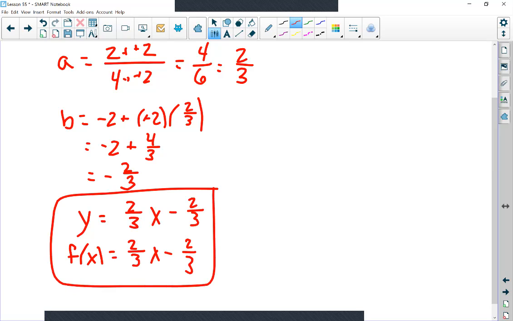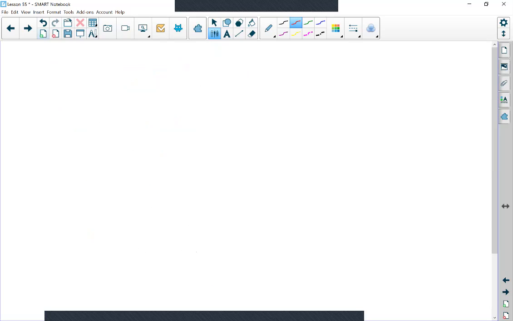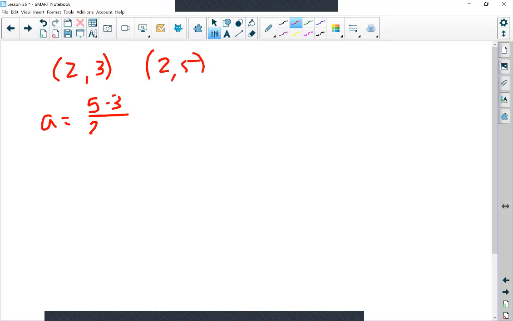A couple other things, and then we're done for the day. If you have an undefined slope, so let's say we wanted the equation of a line through the point 2, 3 and the point 2, 5. So when we go to find our slope, it's undefined. That equation is just x equals our x coordinate.